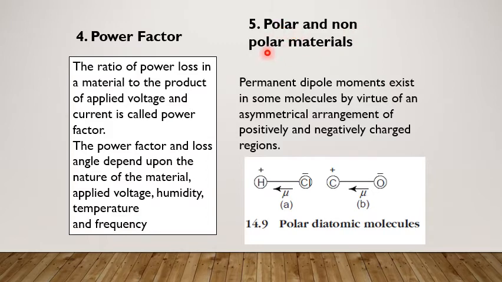You know well about polar and non-polar molecules. HCl and carbon monoxide are examples of polar molecules. Polar molecules have permanent dipole moments, and there is separation of positive and negative charges. There is an asymmetric arrangement of positively and negatively charged regions.